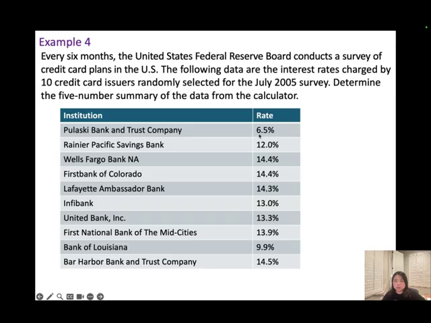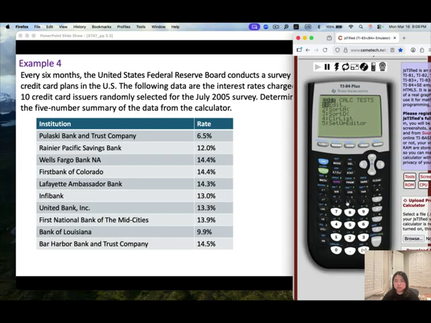Be careful: you can see the data is not arranged from the smallest to the greatest. If you do it with the formula, you may want to sort the data first. Okay, click on STAT, number 1, and this time I'm going to put it in L2.